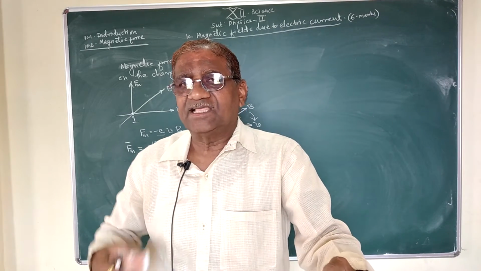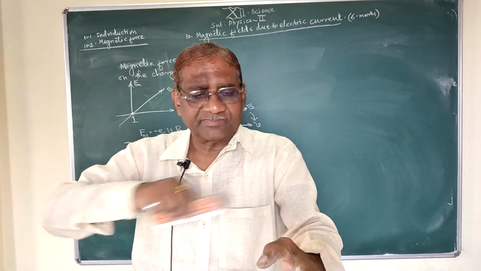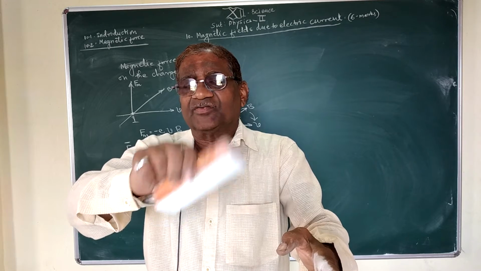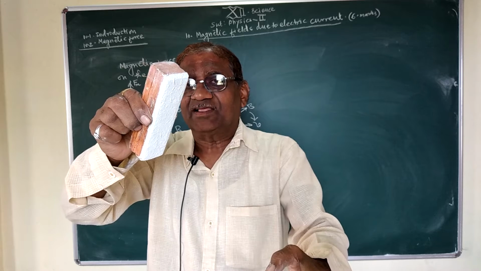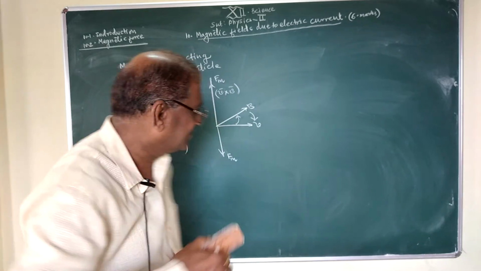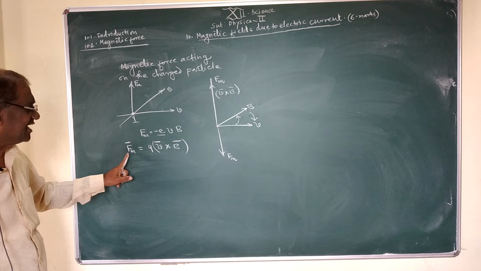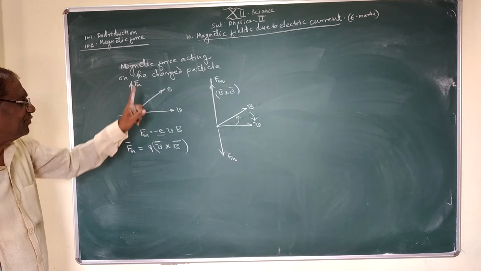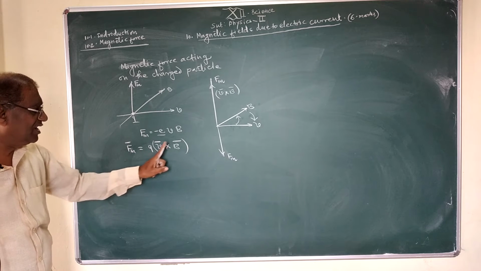That is the cross product of the velocity vector and the magnetic field vector. We get a new vector, a resultant vector, in a direction perpendicular to this plane. So this much magnetic force acts on the charged particle moving with velocity v through a magnetic field of induction B, and is given by Fm is equal to q v cross B.